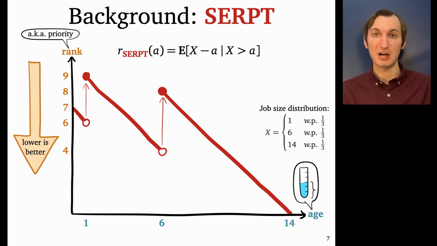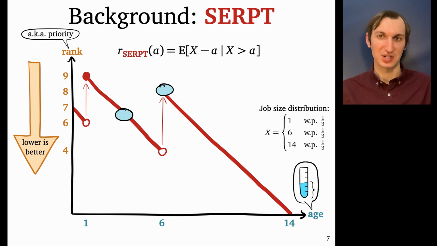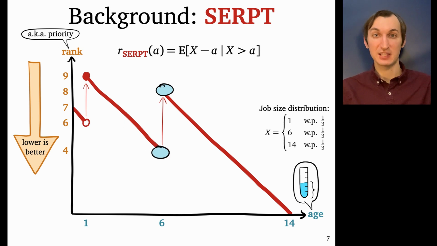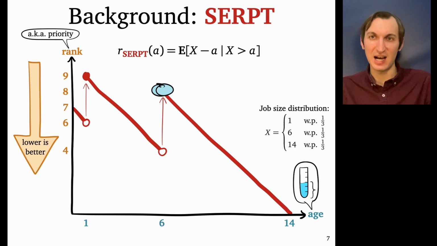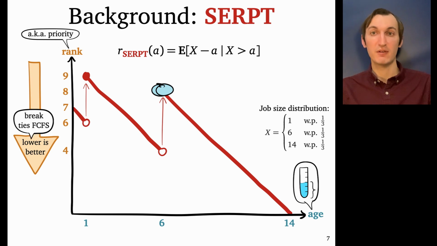Just to be super clear about what this means, let's walk through how SERPT works when you've got two jobs in the system, one at age 3.5, one at age 6. Who does SERPT serve? The one of lower rank. So we're going to start by serving this job at age 3.5 until it reaches age 6. Suppose that it's actually a big job, size 14. So at age 6, its rank will jump up. And now we actually have two jobs tied at rank 8. What happens now? We follow the convention of breaking ties first come, first serve. So whichever of these jobs arrived first in the system, we're now going to serve that one. So that's a crash course in how SERPT works and in how rank functions work.